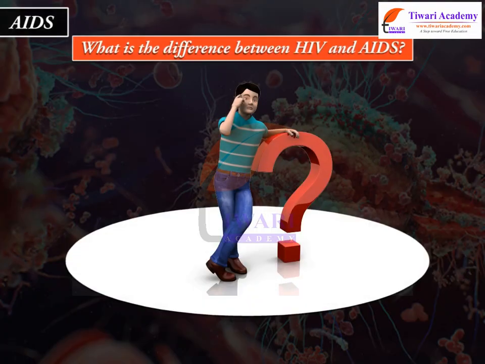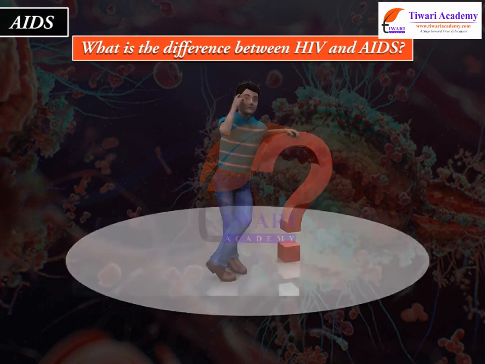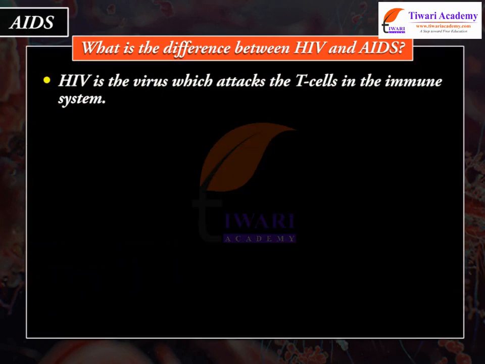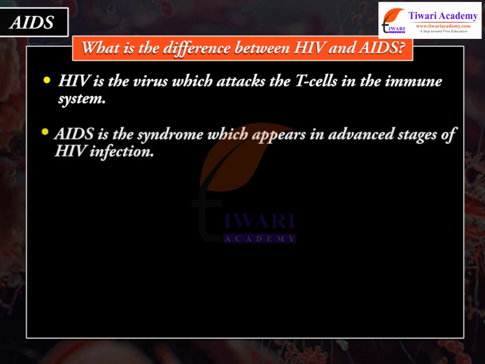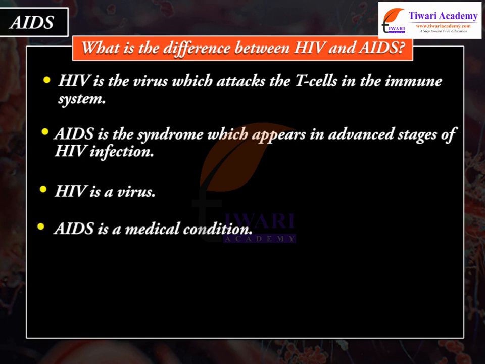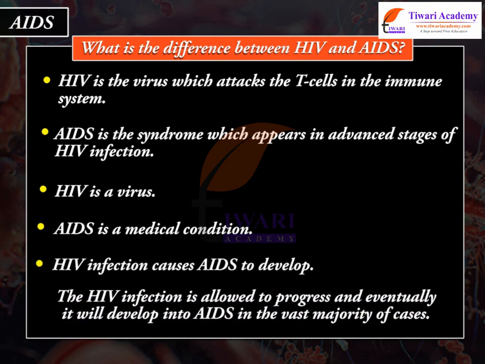What is the difference between HIV and AIDS? HIV is the virus which attacks the T cells in the immune system. AIDS is the syndrome which appears in advanced stages of HIV infection. HIV is a virus. AIDS is a medical condition. HIV infection causes AIDS to develop. If the HIV infection is allowed to progress, eventually it will develop into AIDS in the vast majority of cases.